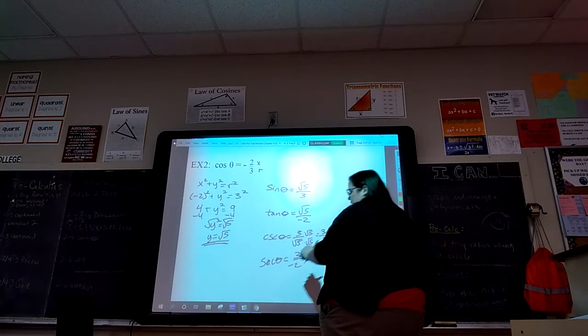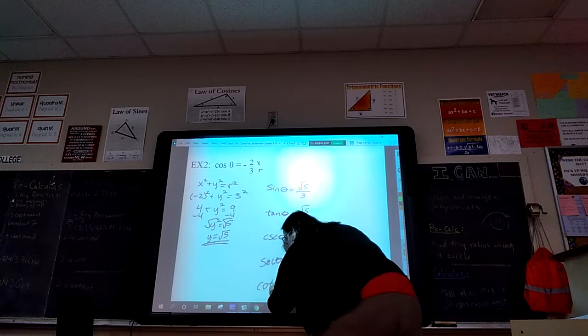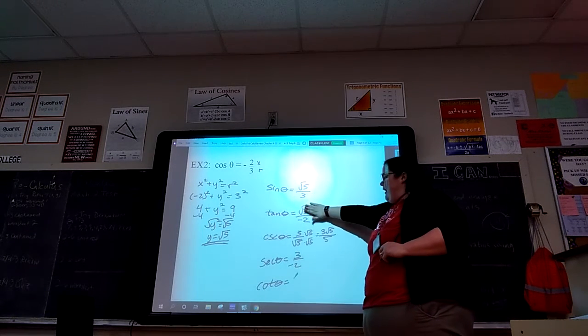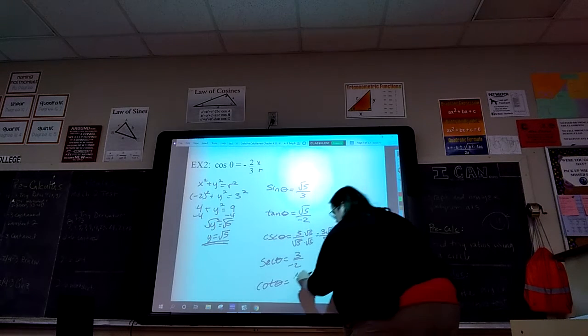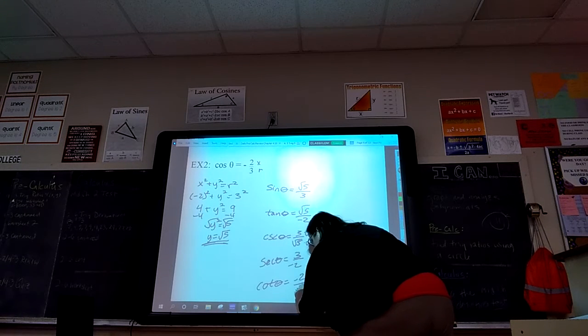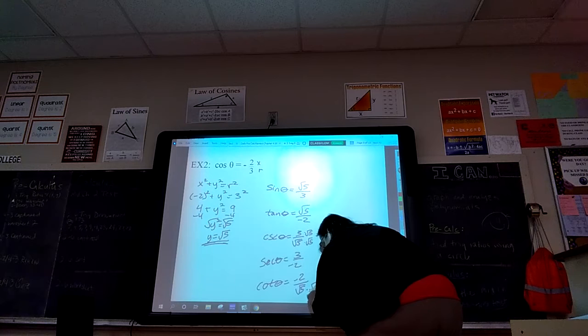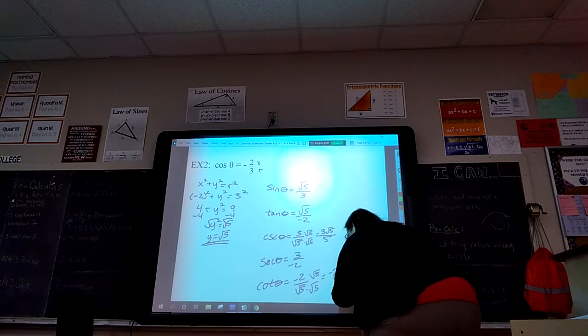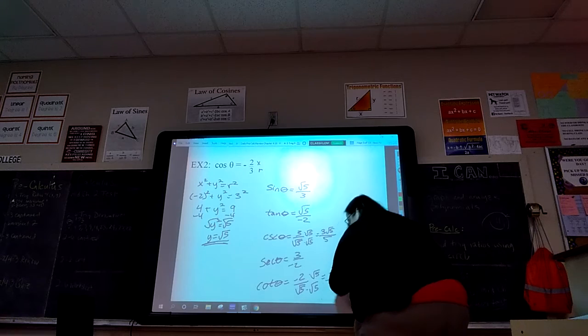And then we have cotangent finally. Cotangent is the reciprocal of tangent. Tangent was y over x, so cotangent is x over y. Again, that's our other square root of 5 on the bottom, so we have to fix that. So -2 square root of 5 over 5.